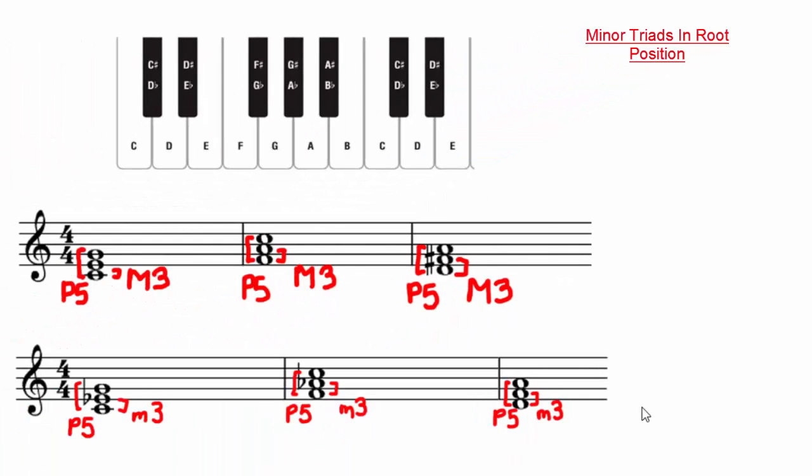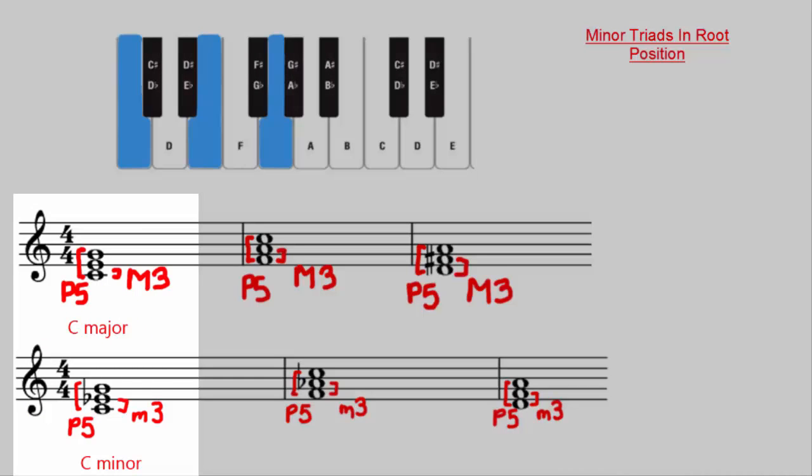A close look at both the C major and C minor triad shows that both triads are built with the root and a perfect fifth. However, the difference is that the major third present in the major triad has been lowered by a chromatic semitone in the minor triad. In this example, the E, which is the major third in the major triad, has been lowered with a flat in the minor triad.